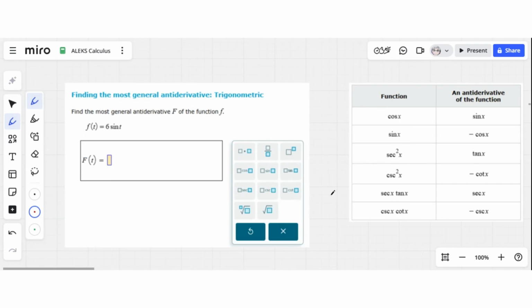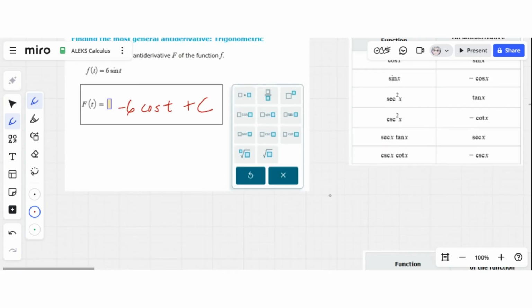Okay, our first one is 6 times the sine of t. So we're going to keep that constant out there. And then the antiderivative of the sine is the negative cosine. So we're going to have a negative sign, and this is just going to be cosine of t plus big C, so we have the most general form. That's it. Let's try one more.